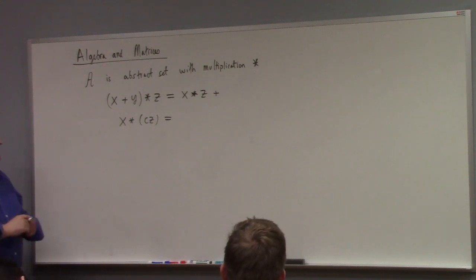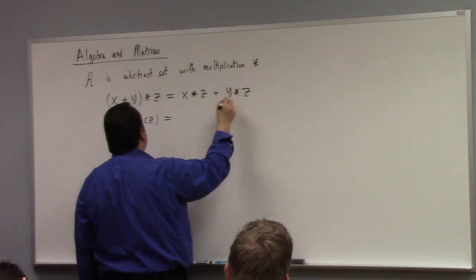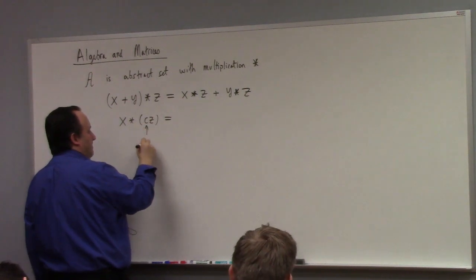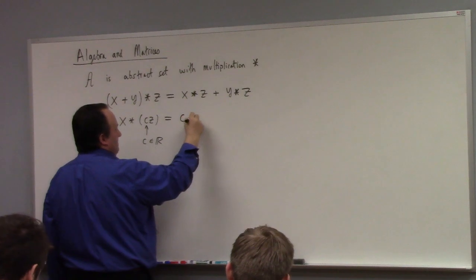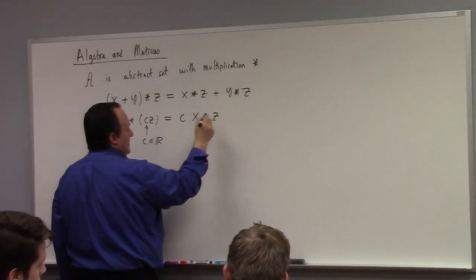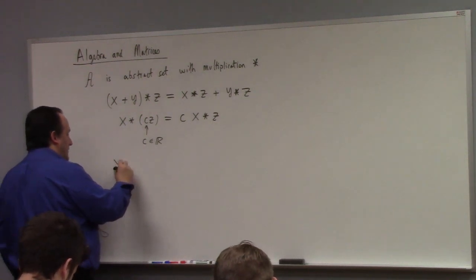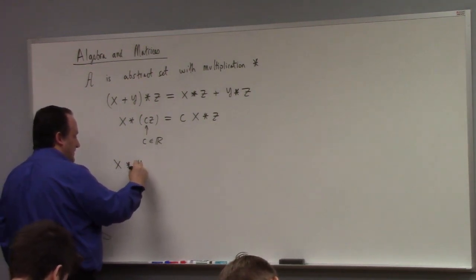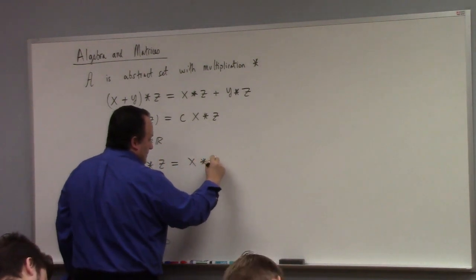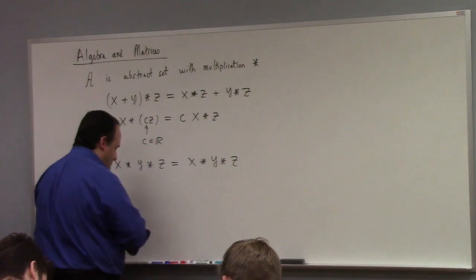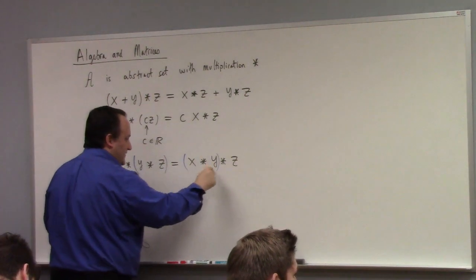Y star z? Y star z, right? This is the distributive property, right? You have that. If this is a real number, then you ought to be able to pull it out of this multiplication, right? And the kind of algebras I'm interested in are what are called associative, which means that this makes sense. To make it a little bit more precise, you can put parentheses in, right? So it's an associative algebra.